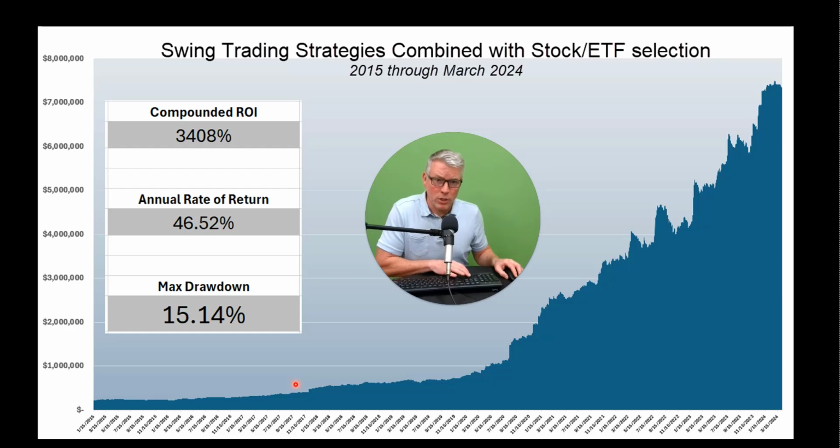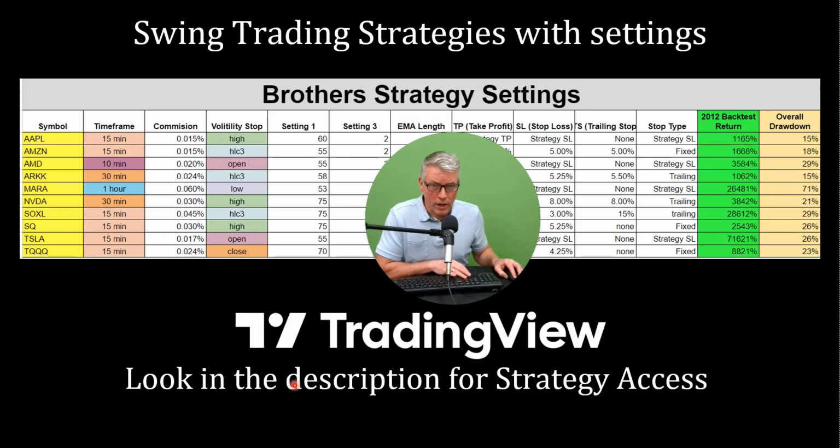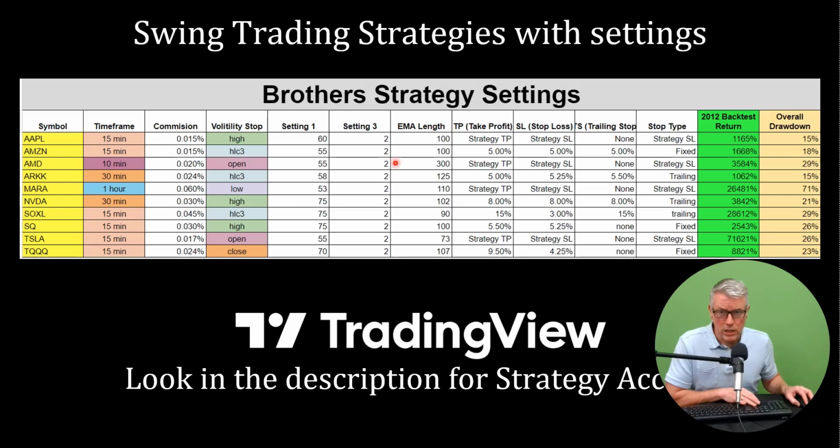Now, I'm going to show you on the screen the list. These are the 10 symbols that we're using on the strategy for swing trading. And this is a TradingView strategy. If you want to have access to it, there's a free 30-day trial, and you can see the details in the description below. You'll get full access on the 30-day trial, and you can see that in the YouTube description.